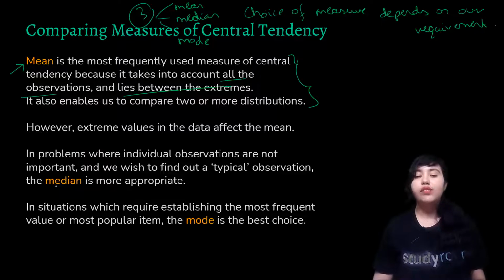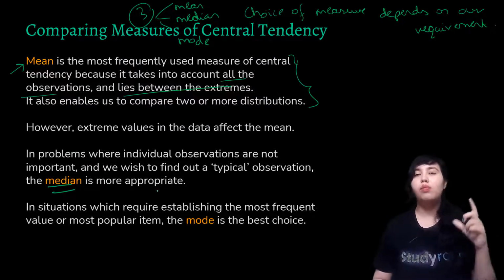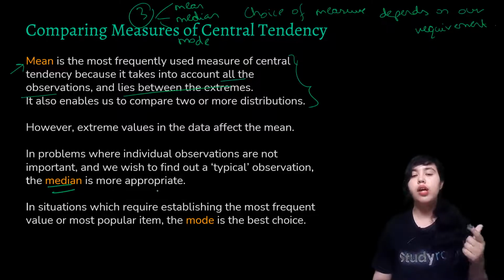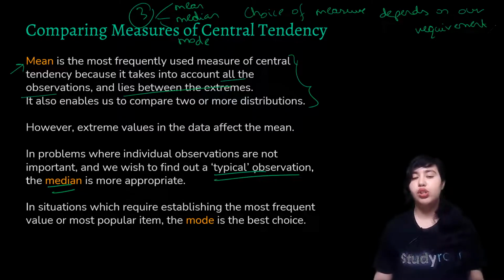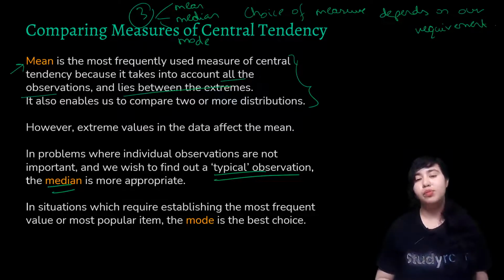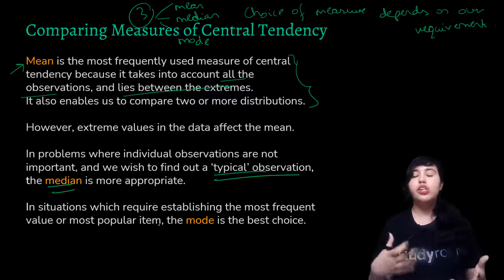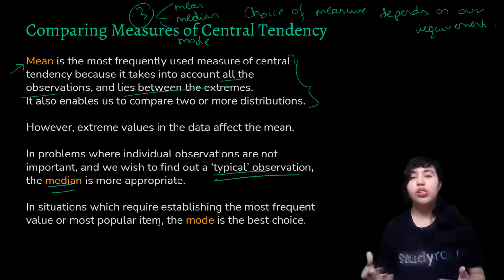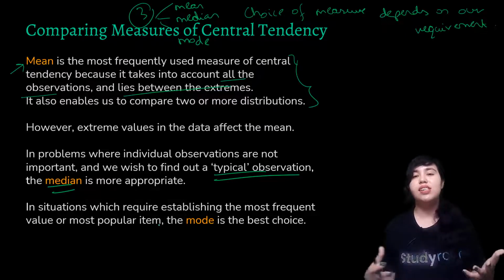Now, when do we use median? Median is used when individual observations are not of much importance to you, but you want to find out a typical observation only. Then finding median would be more appropriate than finding mean. Then there can be some cases where you need to find out which object is used the most, or say which Netflix series is watched the most. Then you make use of mode.